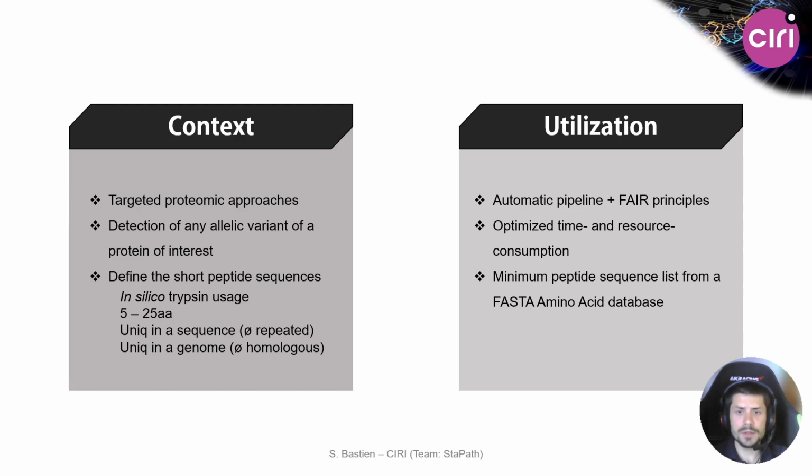Therefore, we have developed an automatic pipeline capable of constructing a list of variants of a targeted protein from a potentially large protein database. Our aim was to create a fast pipeline with memory consumption suitable for any computer while adhering to FAIR principles.